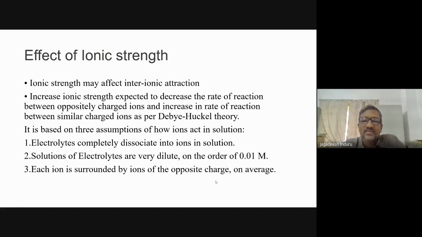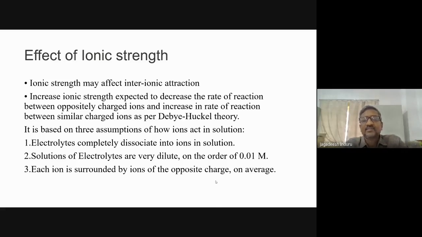The same phenomenon we have already seen in the zeta potential, where the Nernst potential is surrounded by the diffusion layer, and at the edge of the interface of the diffusion layer with the bulk, we have a charge that is called the zeta potential. So this is actually what is happening there. Similarly, here also there is an impact of the effect of ionic strength on the different interionic attractions.